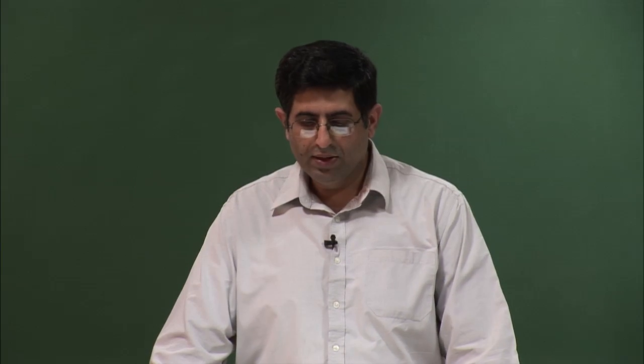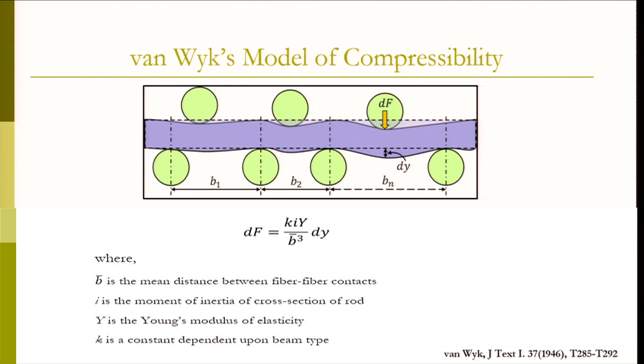There is a need to understand and to compute the distance between the contacts and the number of fiber to fiber contacts. In this regard, Van Wyck was one of the first researchers who developed a model for compressibility of random fibrous assemblies, and here he used a disordered fiber system, which you can see here, and a fiber which is shown here with the help of a circle. This is a cross section of the fibrous assembly, and this fiber is actually creating a force dF on the other fiber, which is shown here with a purple color, and it creates a deflection dy.